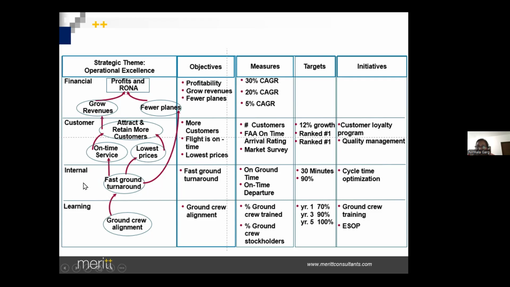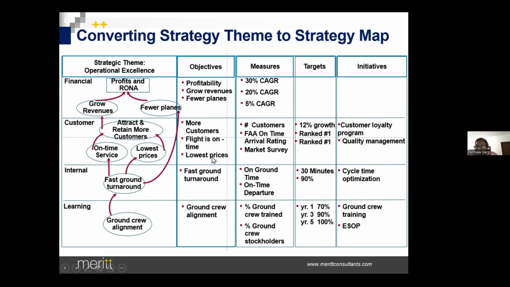So objectives will be at every perspective: financial, customer, internal, learning. From the financial point of view, what are the objectives? More revenue, more profit, etc. So you're also having measures. Then targets you can write. Now, for example, from the customer, more customers, flight on time, low prices. So you have their measures, targets, initiatives.